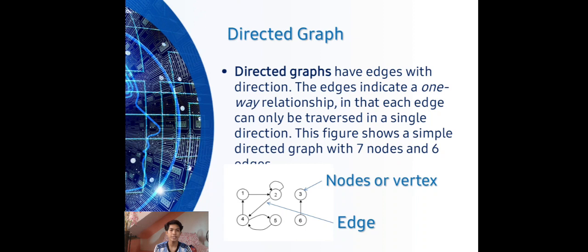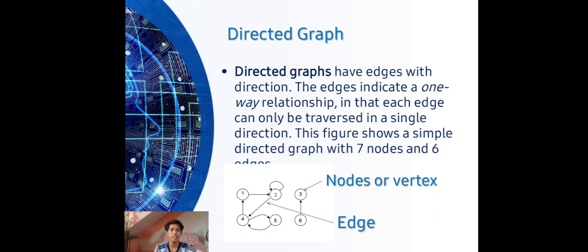So this is the directed graph. We can see that we have nodes or vertices and the edges. Directed graphs have edges with direction. The edges indicate a one-way relationship in that each edge can only be traversed in a single direction. This figure shows a simple directed graph with 7 nodes and 6 edges.